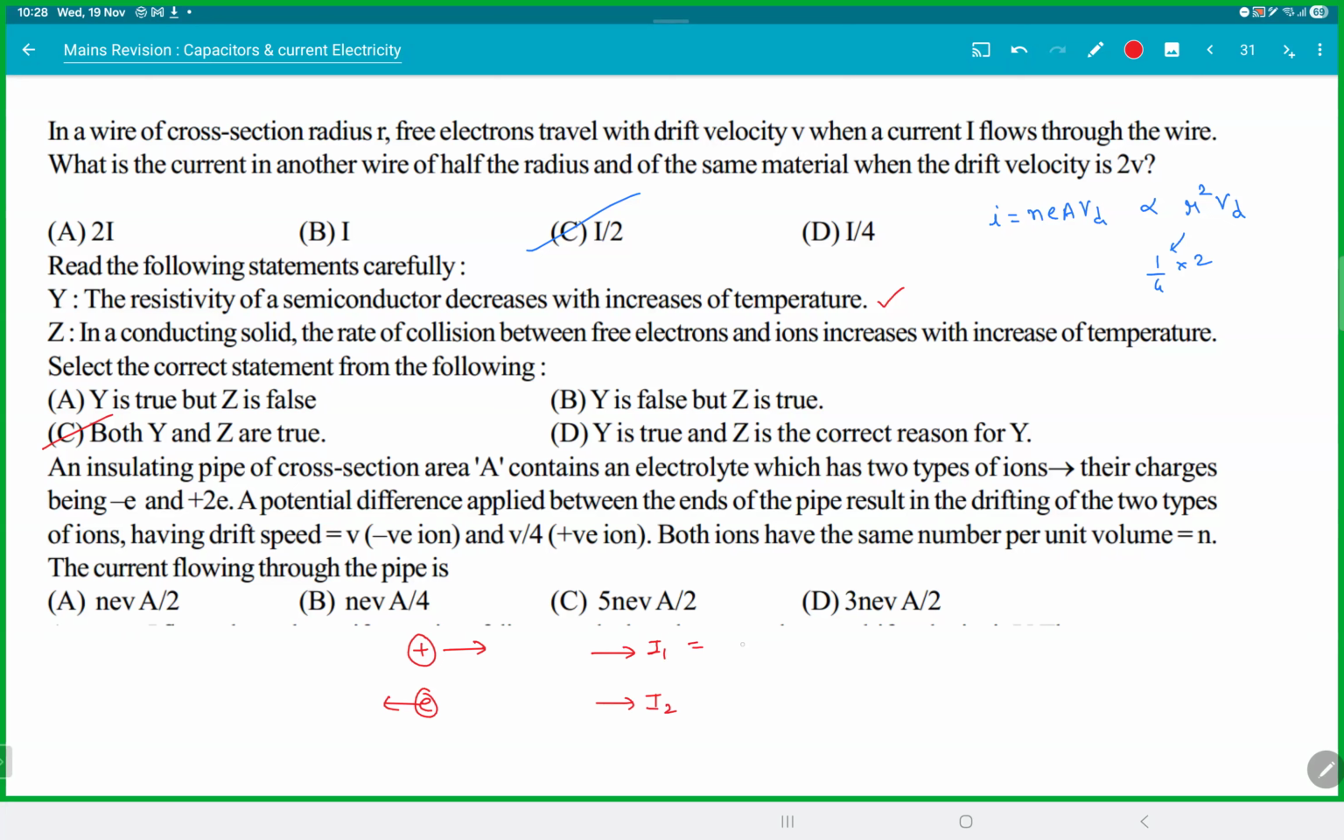This will be number of ions n, charge e, area A, velocity v, so n, e, A, v. So be careful, they will add up, don't subtract them. So what is the answer? 3 n e A v2. Because in a solution, the positive and the negative charges go in opposite directions, but the current will flow in the same direction.